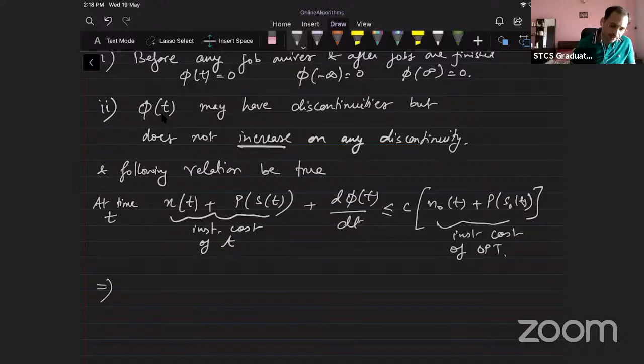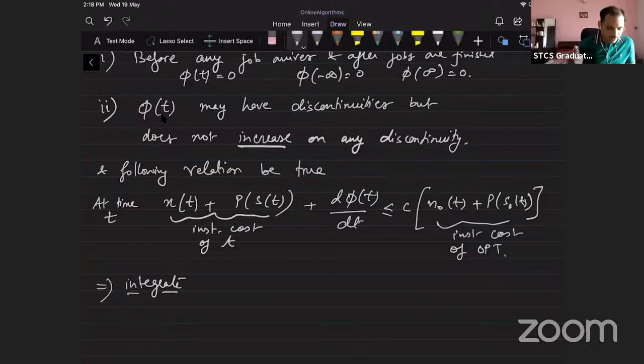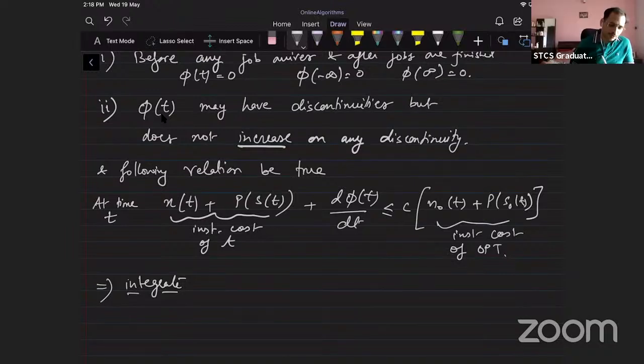All right, so these conditions are clear now: phi of t is 0 before all jobs arrive and after all jobs depart, and phi of t should not increase on any discontinuity. Why should such a function exist? No idea. If it does, then it's useful. Does it? We have no clue. For the moment, it's just a recipe. It doesn't tell you how to construct it or whether it exists. All it says is, suppose such a function exists with these three properties, 1, 2, and 3.